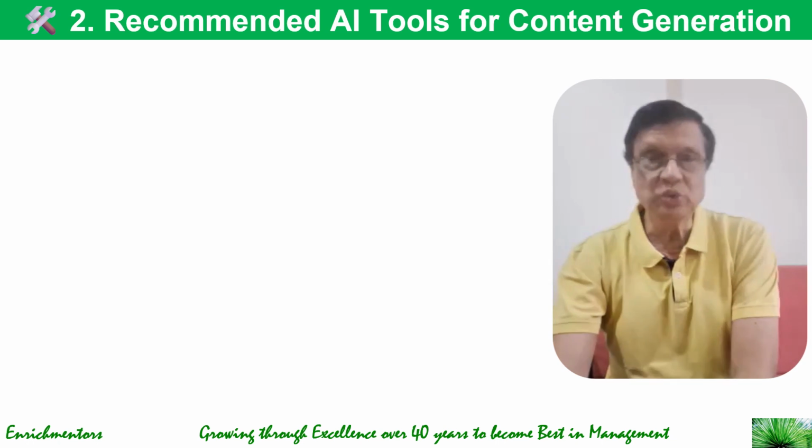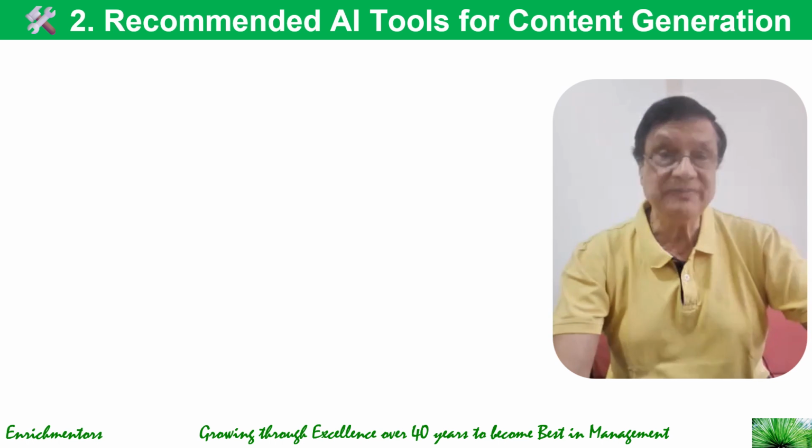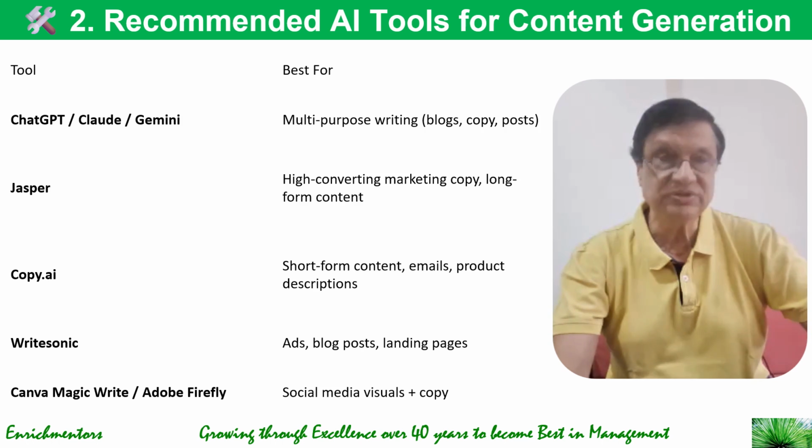Then you need to know what are the tools that you need to use for AI content generation. And here are some of the list of recommended tools. At the top of the list, you have ChatGPT, Claude, Gemini, which are multi-purpose tools for writing blogs, copy, posts, etc. Then there is Jasper for high converting marketing copy, long form content. Copy.ai can be used for short form content, emails, product descriptions. Writesonic is another one that can be used for ads, blog posts, and landing pages. And Canva Magic Write and Adobe Firefly for social media visuals and posts. So these are some of the AI tools that you can use for content generation.